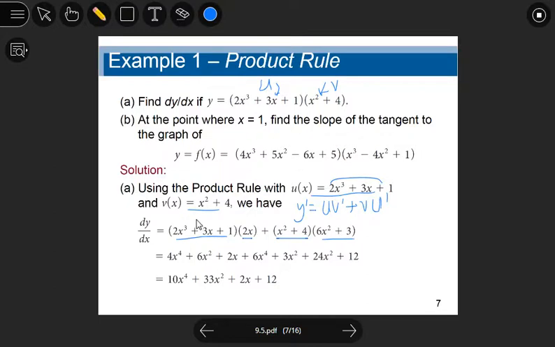Okay, so again I will remind you, this is your u, and this is the v prime, and this is v, and this is u prime. So here we have used the product rule.